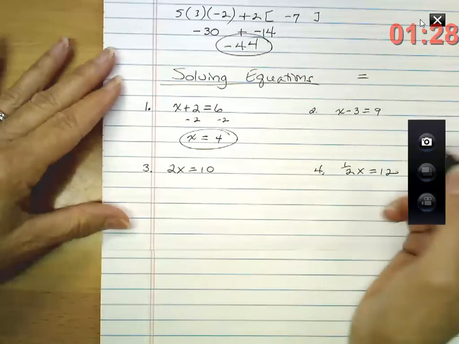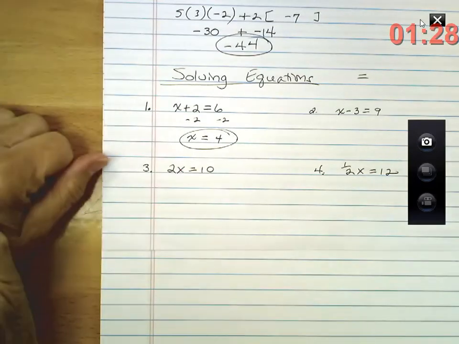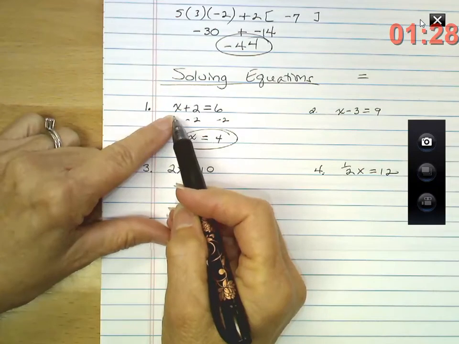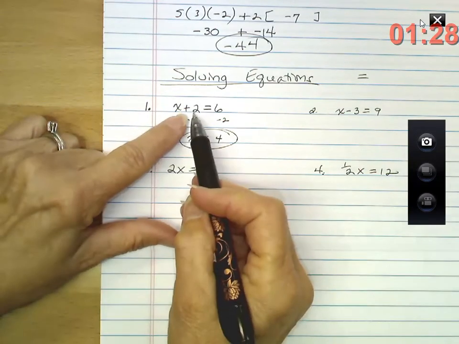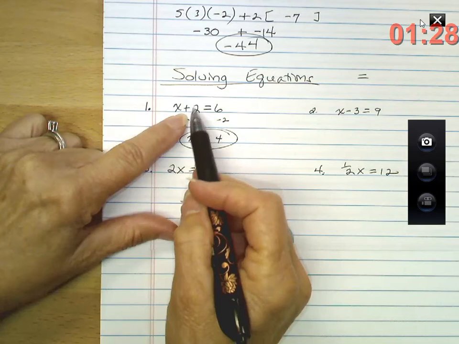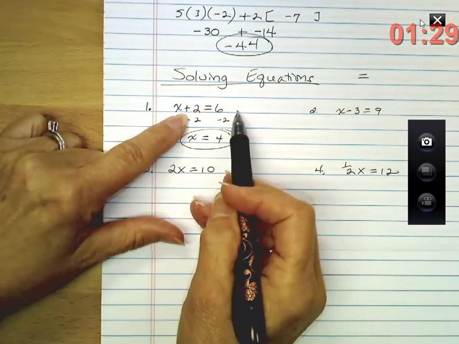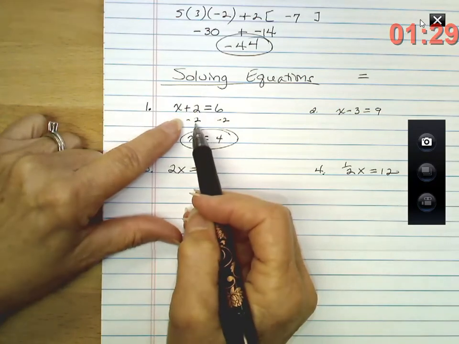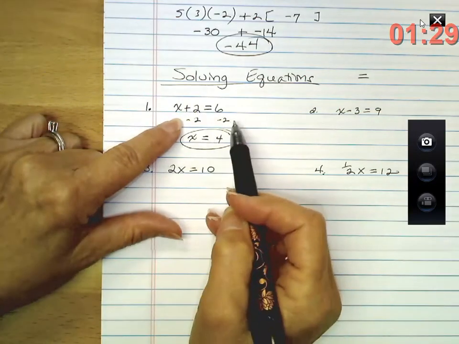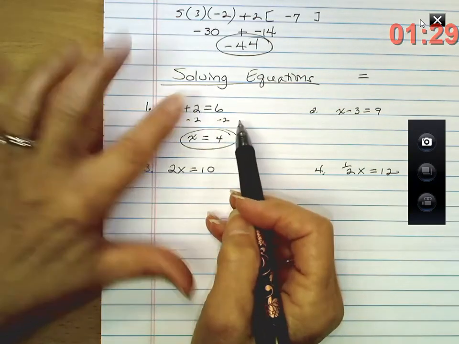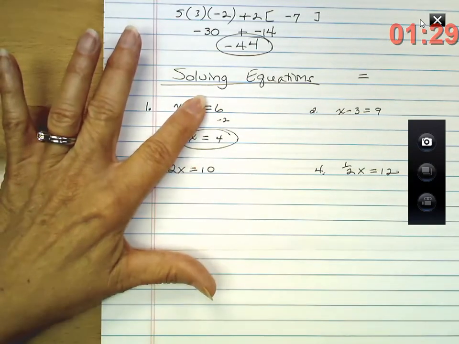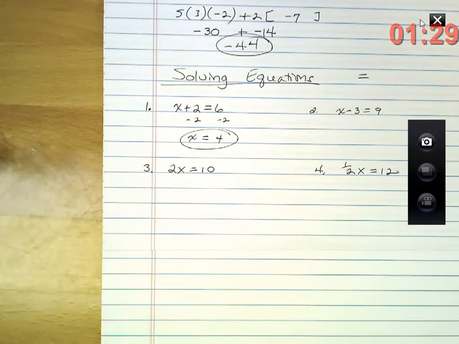Okay. So why is it that we put the negative 2 there? You want your variable by itself, so you want to move this. You can move it by moving it over and changing the sign, make it a negative 2. Or you can do the opposite and add a negative 2 to both sides. So that makes that a 0, and you have x equals whatever the answer is. You're trying to get x on one side and everything else on the other.